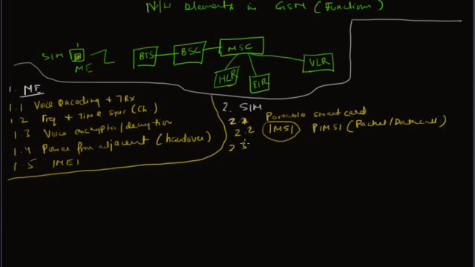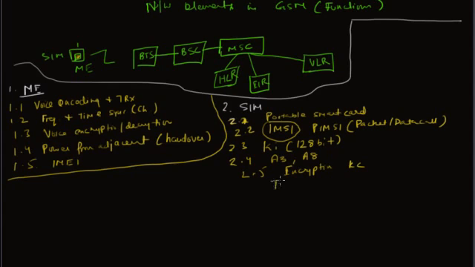It stores the authentication parameter called the KI, which is 128-bit. This is required for authentication of the mobile by the network. It stores the authentication algorithm A3 and the ciphering algorithm A8. It also stores the encryption key, which is the KC.